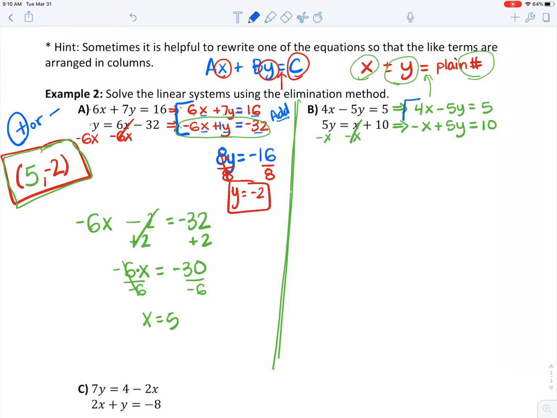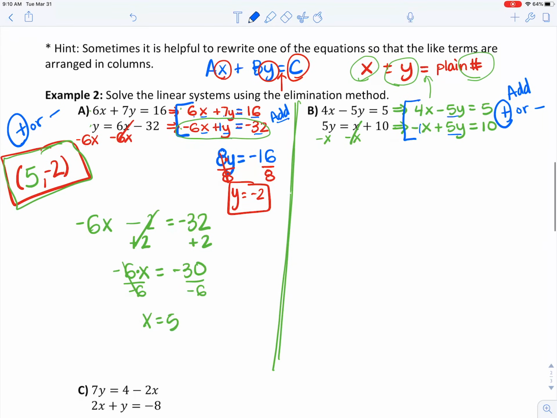Okay. Now I need to take a look at these two and I need to decide, am I going to add or subtract them? So I'm really looking at this negative 5y and this 5y. So do I add or subtract? Negative 5y plus 5y is 0. So that means I add them together. Okay, so now we have 4x plus a negative 1x, which is 3x.